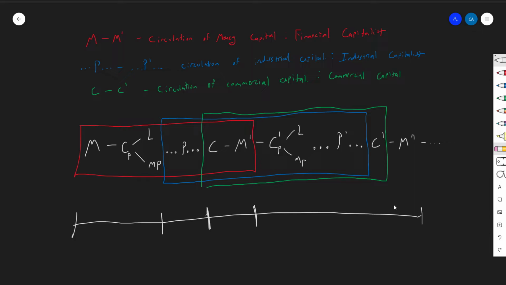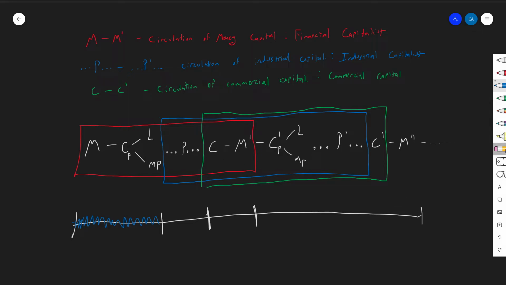The circulation time is the time when the product, as a commodity, needs to turn back into a money form, or, being in a money form, needs to turn into a commodity form. So basically from here to here. This is a long circuit of capital.